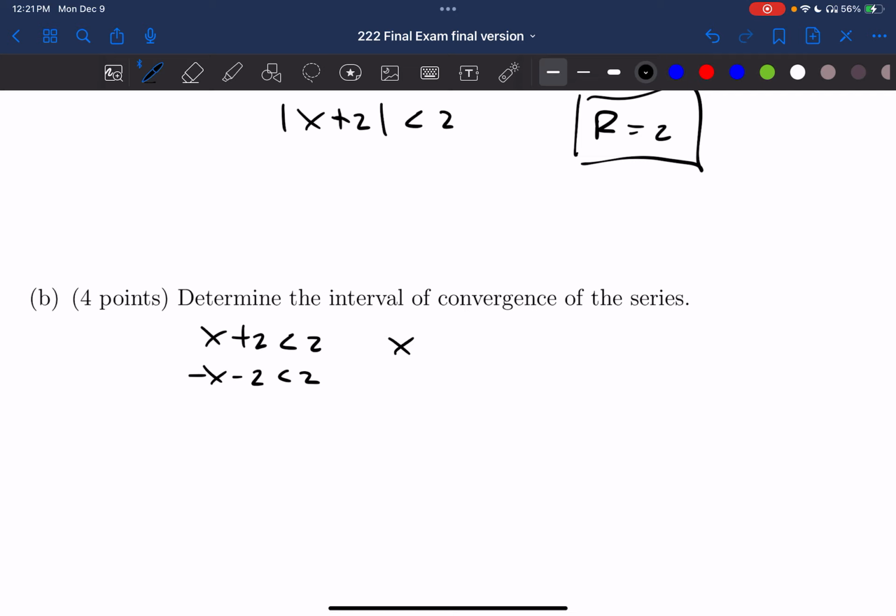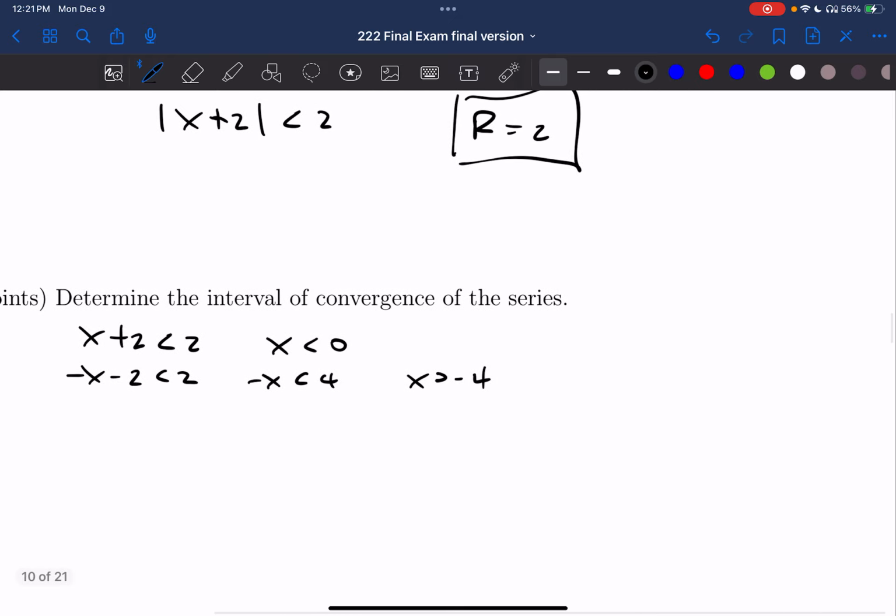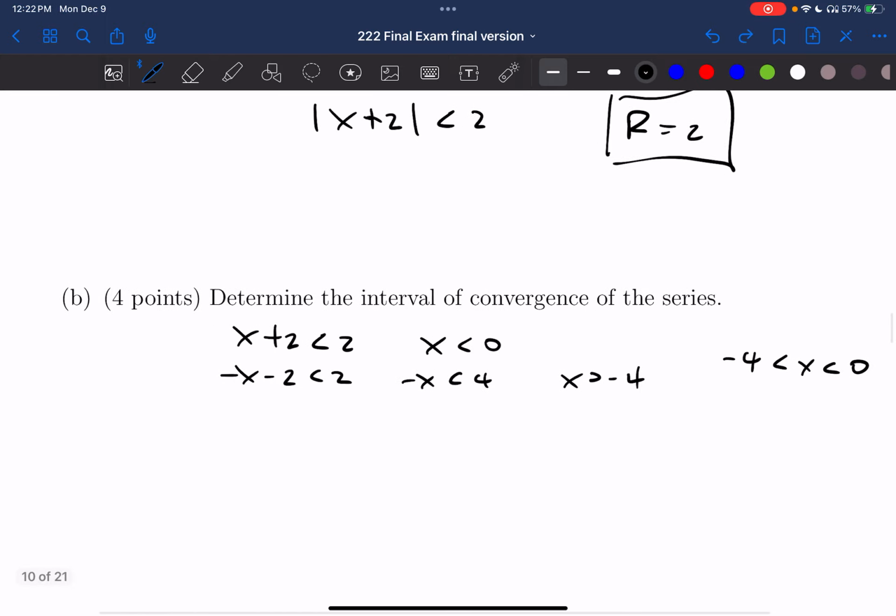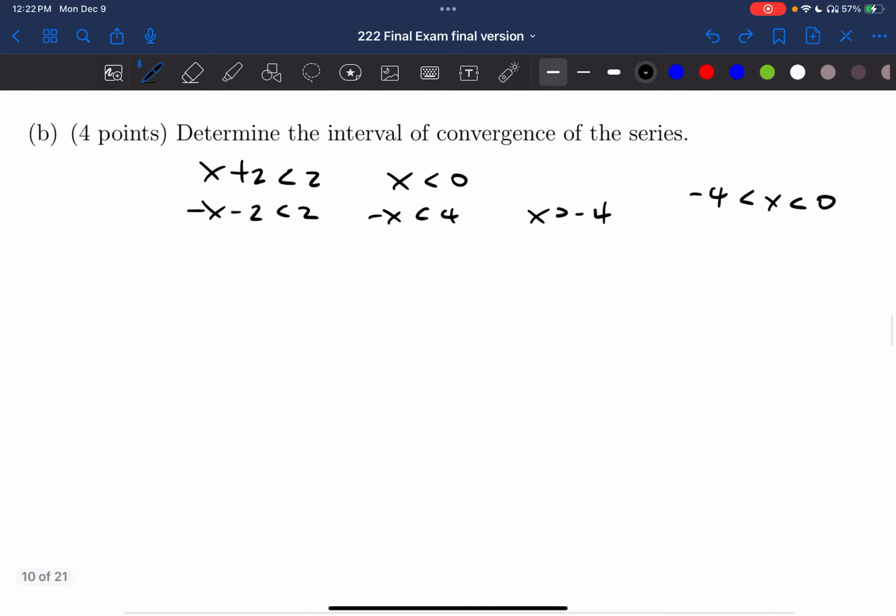So we can see in this first one, we're going to get x is less than 0. The second one, we're going to get negative x is less than 4. Therefore, x is going to be greater than negative 4. So we're going to have negative 4 is less than x, which is less than 0. We need to see if negative 4 and 0 are convergent or divergent at these two endpoints.